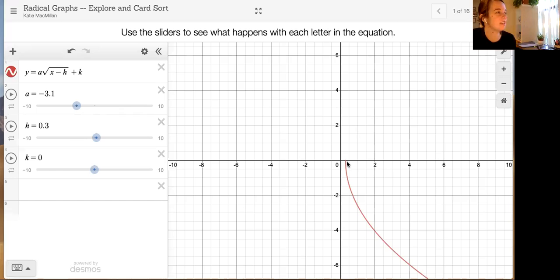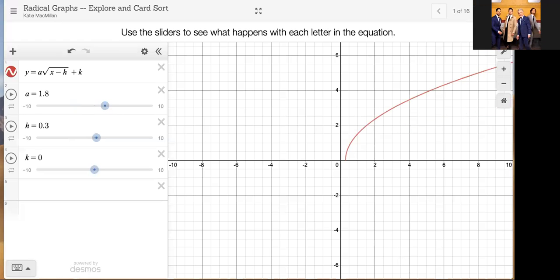Yeah, awesome. Thank you. So we can see here that A can make it grow. I like how Ashley said it could grow in height, right? It can grow in height. Or it can even flip over if you have that negative there. Absolutely. Elvia, can you talk to us about what happens when you change the H?